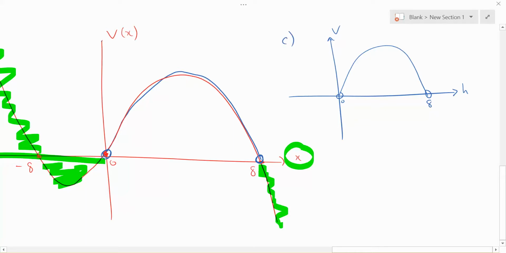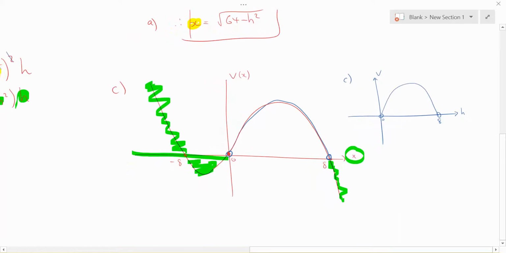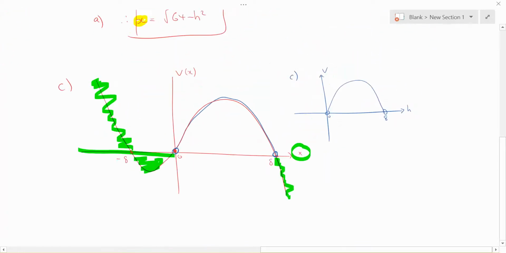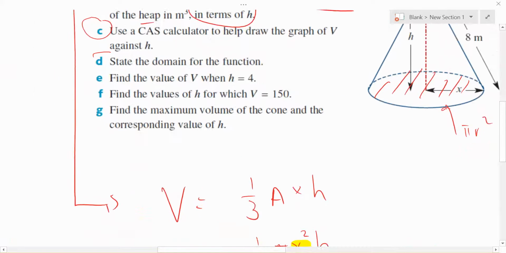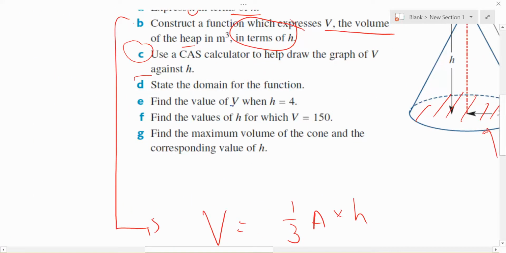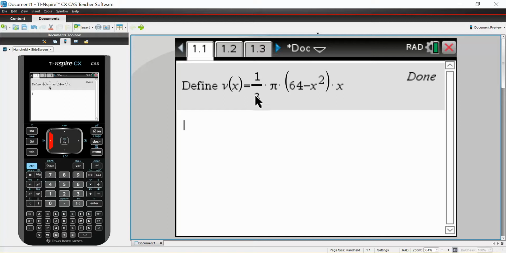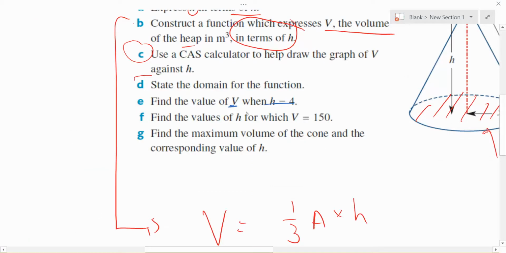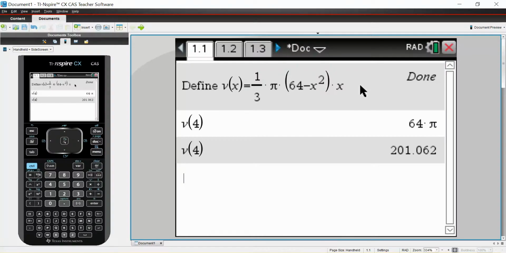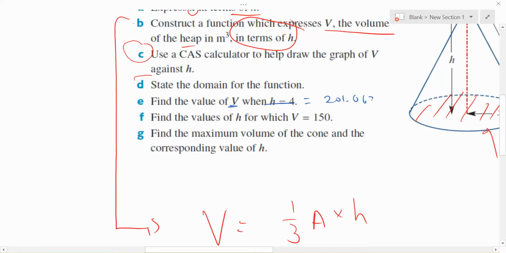Okay, so don't make that mistake. You really got to analyze what you're actually doing. That's why applications is tricky. Yeah, and the rest is easy. So if you have a look at D, it says find the value of the volume if h is 4. So really it's just saying if h is 4 or x is 4, then you just do v of 4. There you go, 64 pi, or in decimals, 201.062. Yeah, so this one is 201.062.